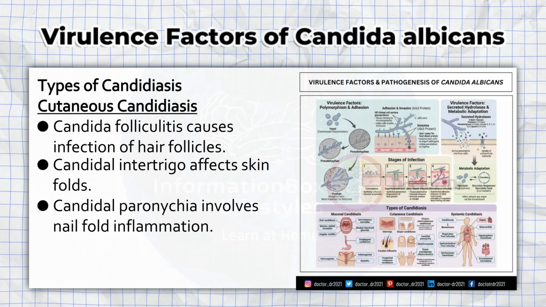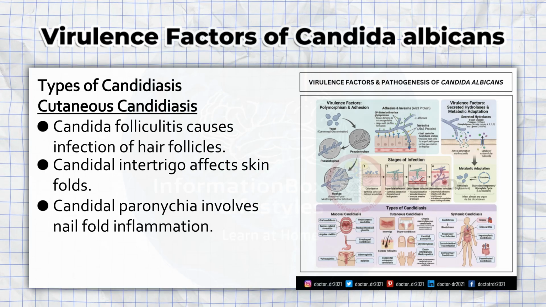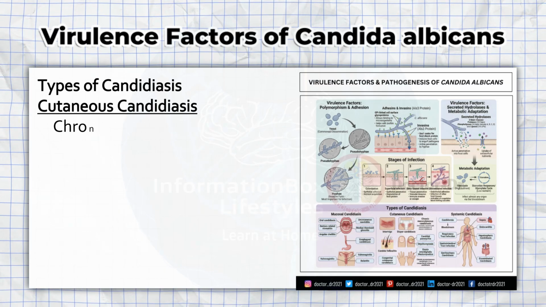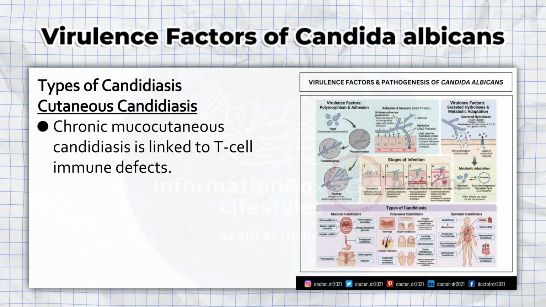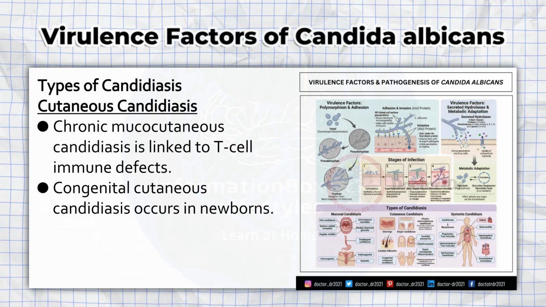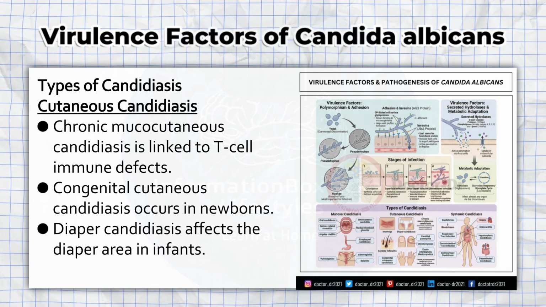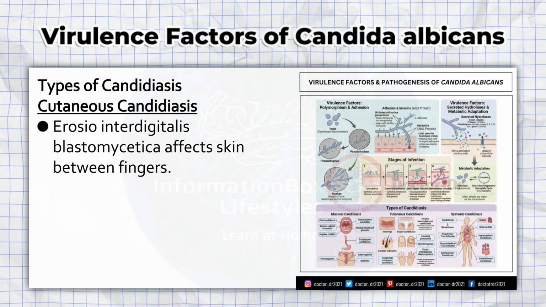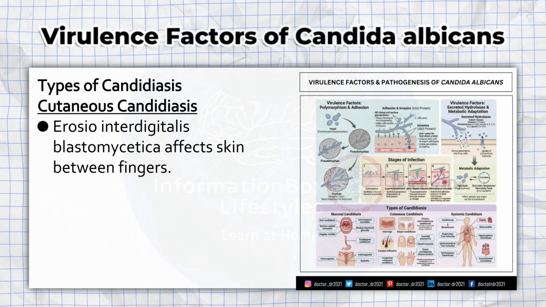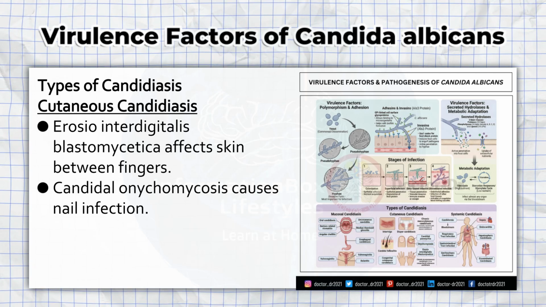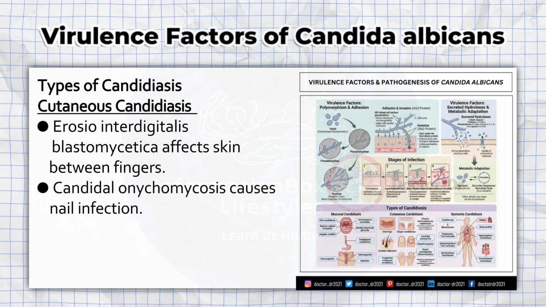Candidal paronychia involves nail fold inflammation. Perianal candidiasis affects skin around the anus. Chronic mucocutaneous candidiasis is linked to T-cell immune defects. Congenital cutaneous candidiasis occurs in newborns. Diaper candidiasis affects the diaper area in infants. Erosio interdigitalis blastomycetica affects skin between fingers. Candidal onychomycosis causes nail infection.